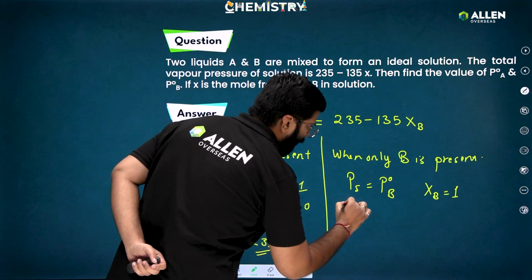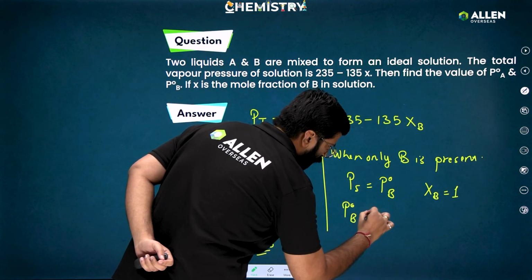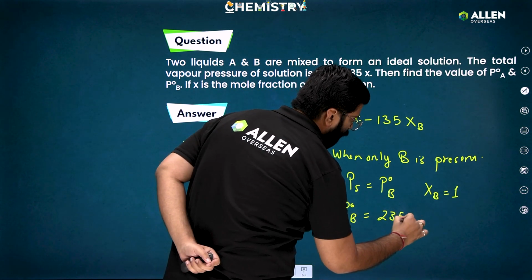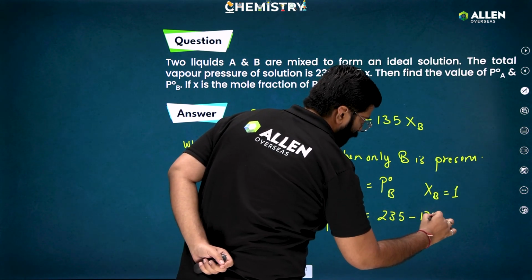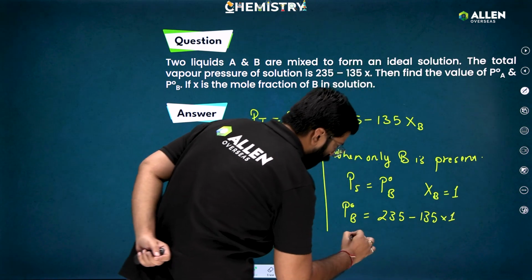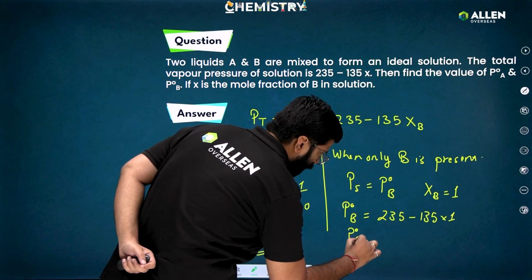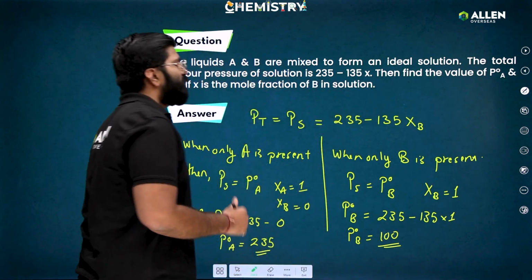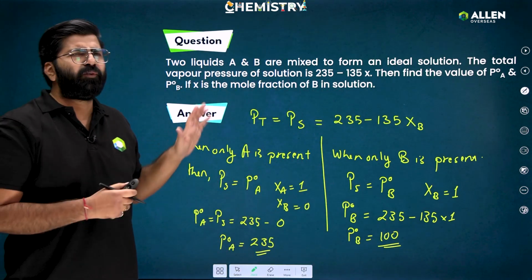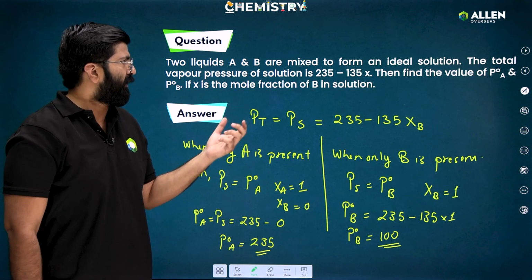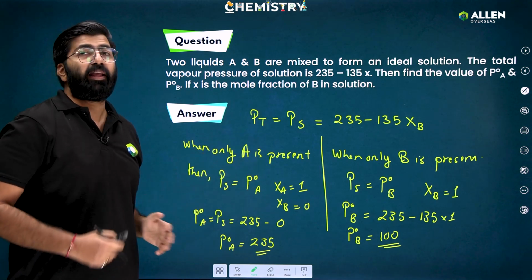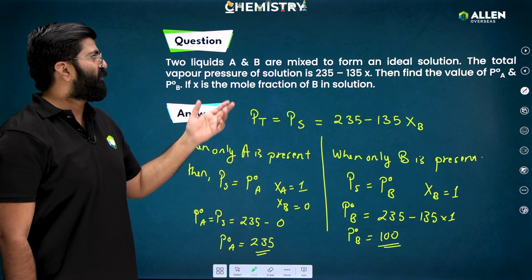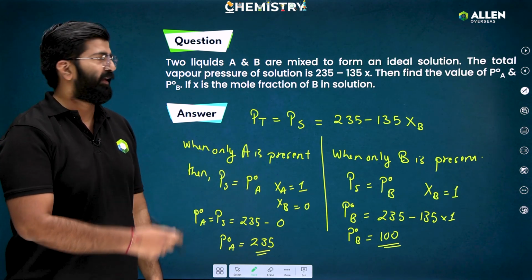This is the value which we have to substitute over here. So I can write my P naught B will be equal to 235 minus 135 multiplied by 1. So your P naught B will be equal to directly 100. Like this, we can solve this type of question also. Initially, you will find it a little bit hard to understand this question. Once you get the idea of how we are going to solve it, it is very easy. So now once we are done with this question, let's jump to our next question.